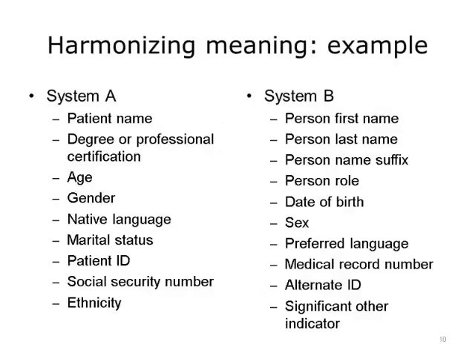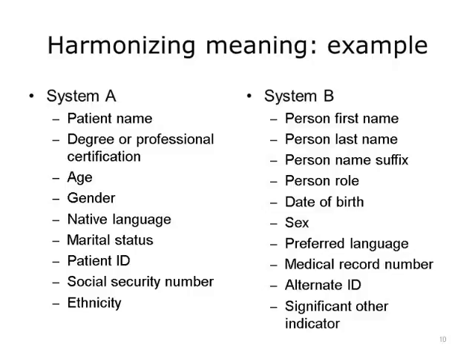Let's go over an example of how challenging semantic harmonization could be. We have System A and System B. Imagine System A wants to send System B demographic information. How would you map the demographics?